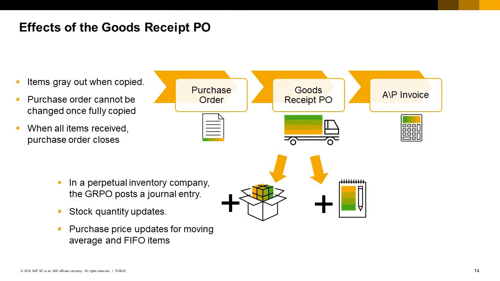Once the goods receipt PO is added to the system, it has the following consequences. Items that have been partially or completely delivered appear in light gray in the purchase order document. The purchase order, base document, cannot be changed once the document has been fully copied. When all items are received, the purchase order status changes to closed. If you are running perpetual inventory, the goods receipt PO creates a journal entry to increase inventory value. The system updates the stock quantity in inventory, and the unit cost gets updated based on the purchase price used in the document for items controlled by moving average or FIFO valuation methods.